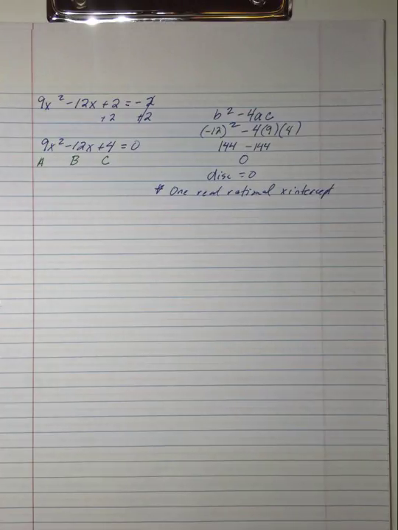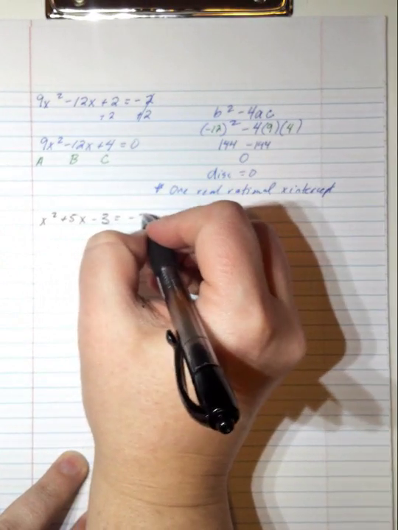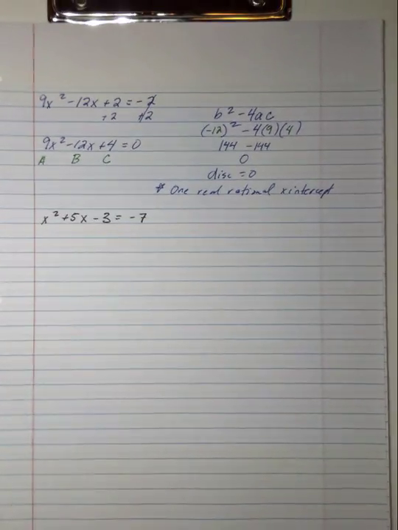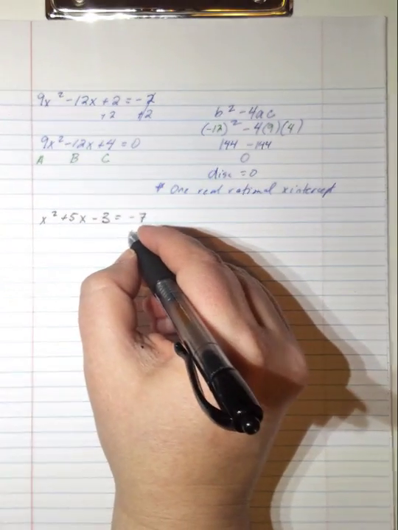Okay, let's do another one. Let's do x squared plus 5x minus 3 is negative 7. Now remember that the right side has to be 0, so you're going to start off by doing the inverse. You're going to add 7 to both sides.